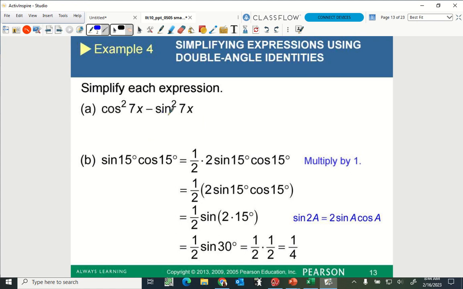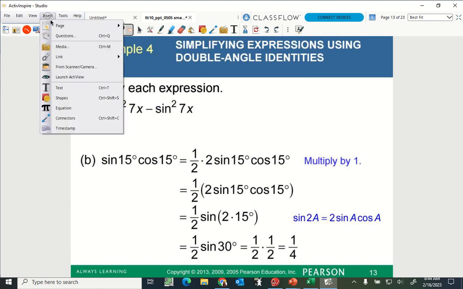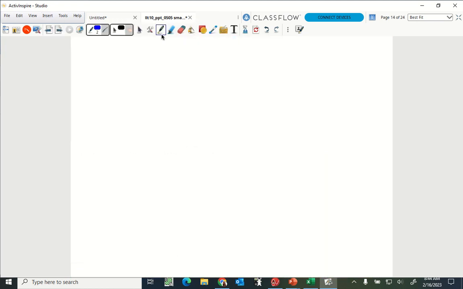Now, it says simplify each expression. So pretend like I didn't write this answer right here. So cosine squared 7x minus sine squared 7x. It wasn't 2, was it? It was just cosine squared 7x minus sine squared 7x, right? All right, so now I'm going to put parentheses around this because that's going to be my angle that I'm referring to.